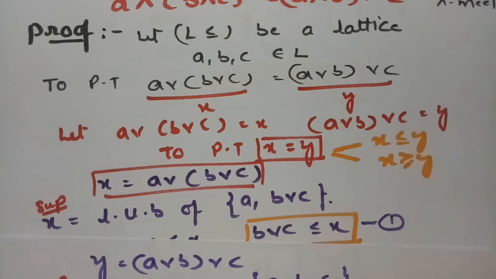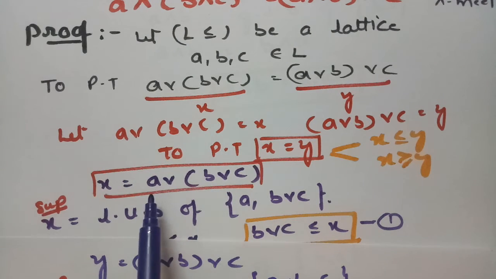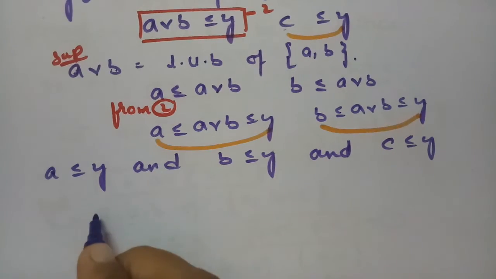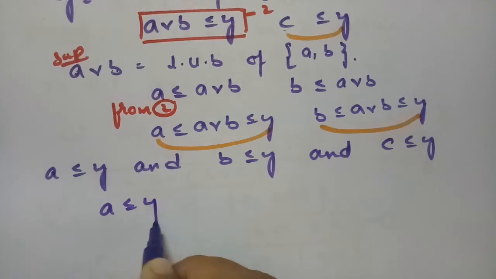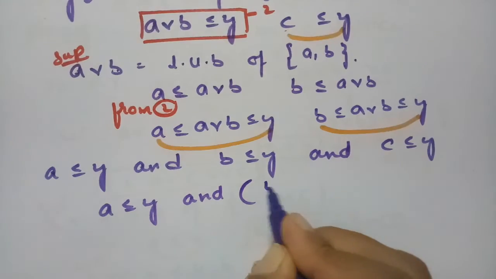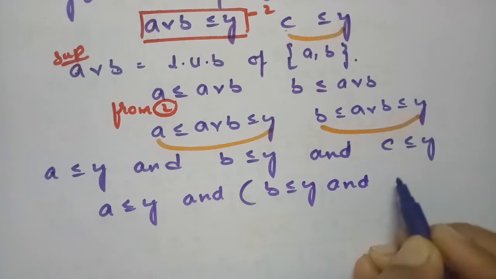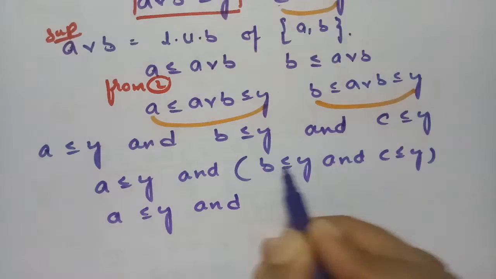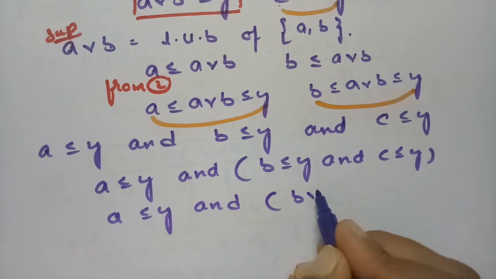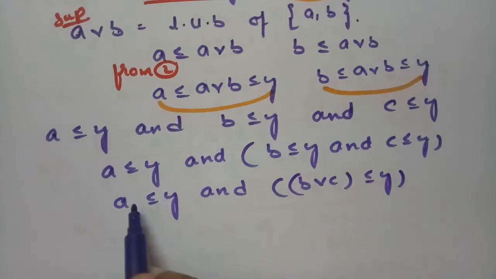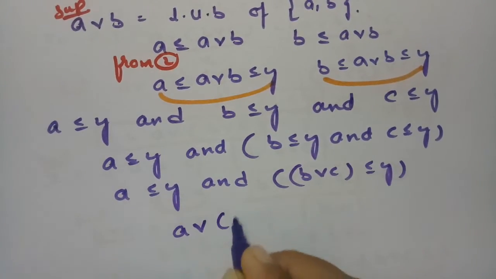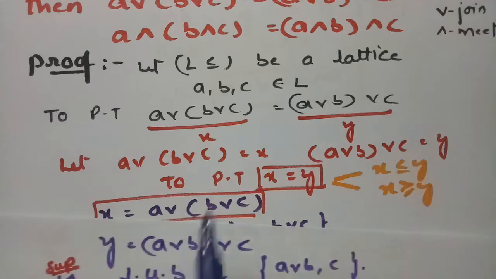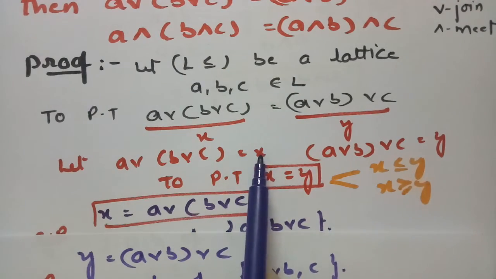So I need to relate with X here. What is X here? It is A join B join C. Now I have to club these. This is A less than or equal to Y, and I am clubbing these two, B less than or equal to Y and C less than or equal to Y, so B join C less than or equal to Y. If I club these two, A join B join C is less than or equal to Y. So this value, A join B join C, is nothing but X now.